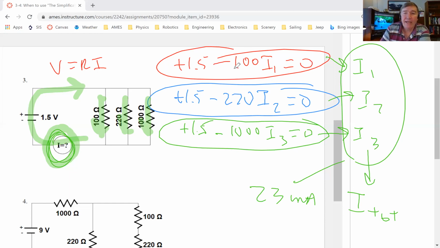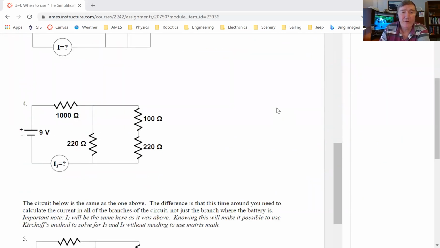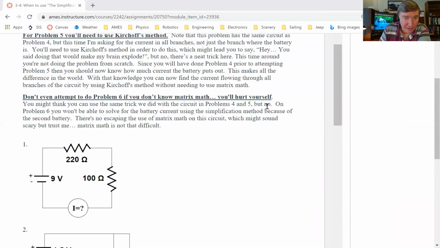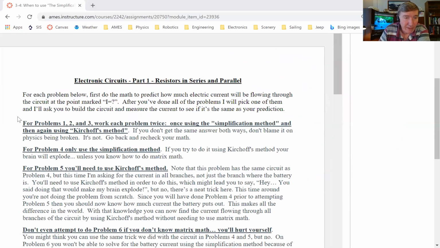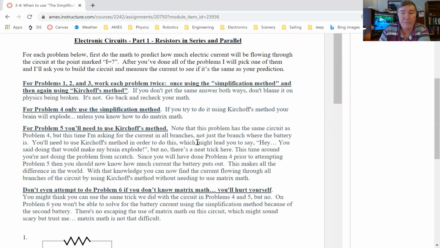All right, now the fun begins. Okay, let's see problem number 4. Now, if you remember, if you go back up to the instructions, it says for problem number 4, only use the simplification method, because if you try to use Kirchhoff's method, your brain is going to explode, unless you know how to use matrix math, then your brain is not going to explode. But most of you don't know that. So let's solve problem number 4, but let's use the simplification method.